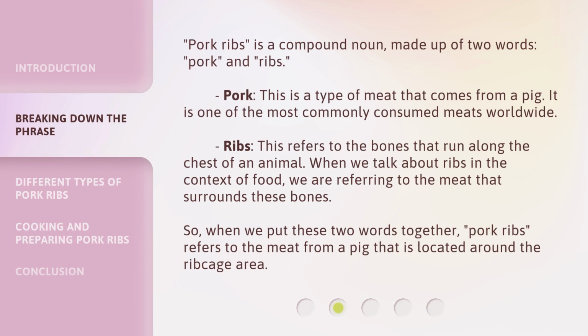Pork ribs is a compound noun, made up of two words, pork and ribs. Pork. This is a type of meat that comes from a pig. It is one of the most commonly consumed meats worldwide. Ribs. This refers to the bones that run along the chest of an animal. When we talk about ribs in the context of food, we are referring to the meat that surrounds these bones. So, when we put these two words together, pork ribs refers to the meat from a pig that is located around the ribcage area.